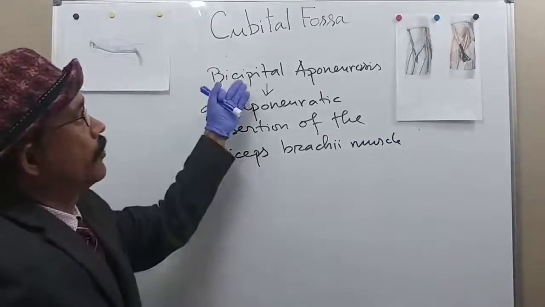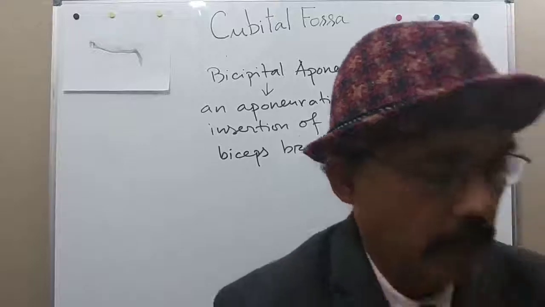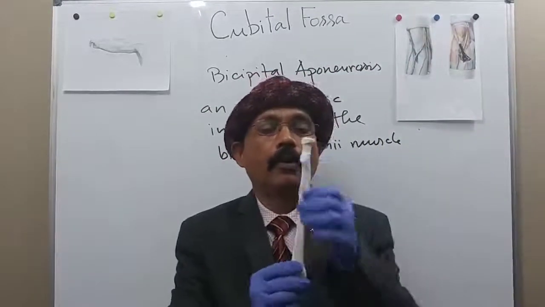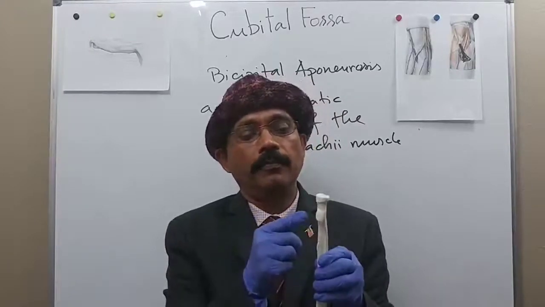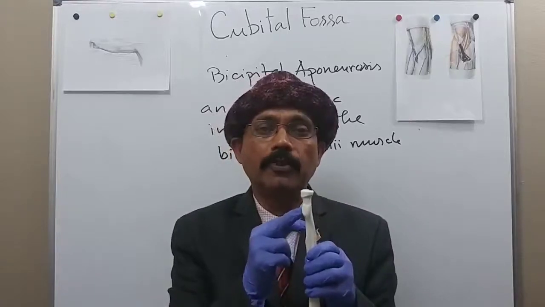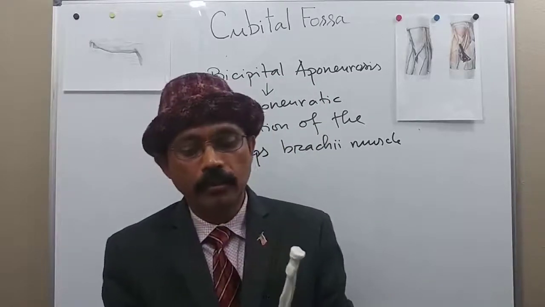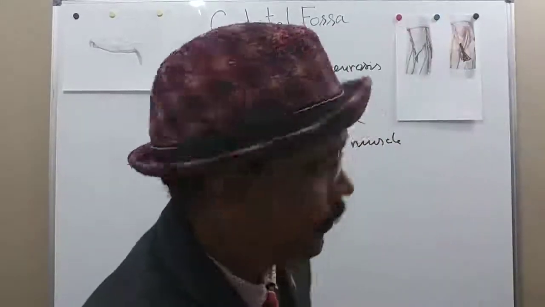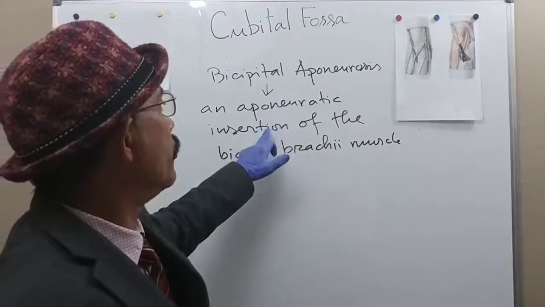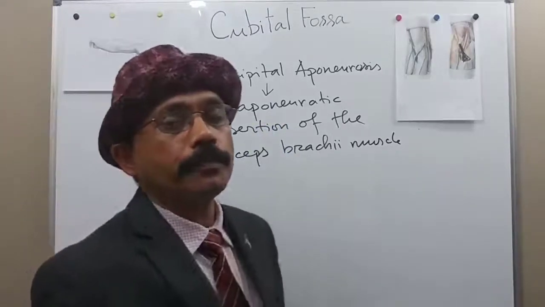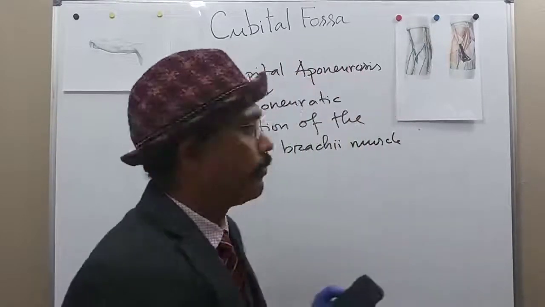The biceps brachii is inserted to the radial tuberosity. On the posterior rough part of the radial tuberosity, it is separated from the smooth anterior part by means of a bursa. That is one insertion. Another insertion of the biceps brachii is the bicipital aponeurosis. This is an aponeurotic insertion, and it blends with the deep fascia of the forearm.